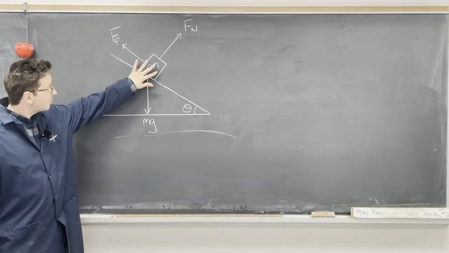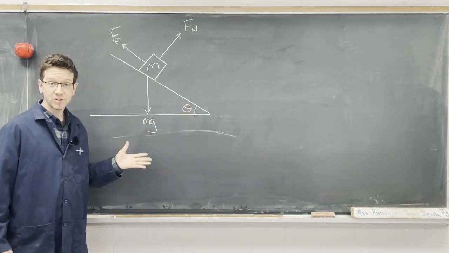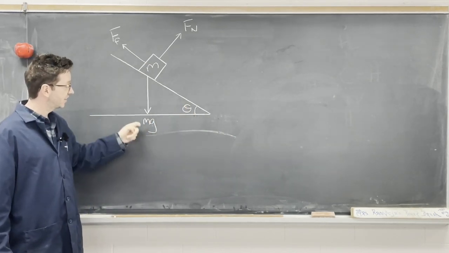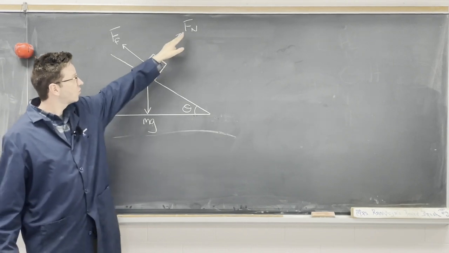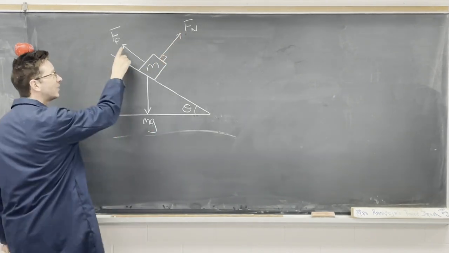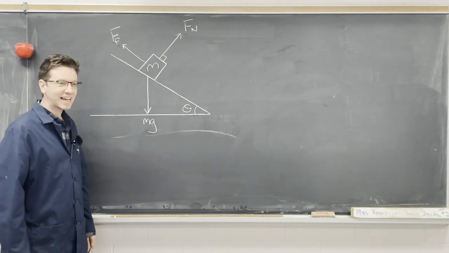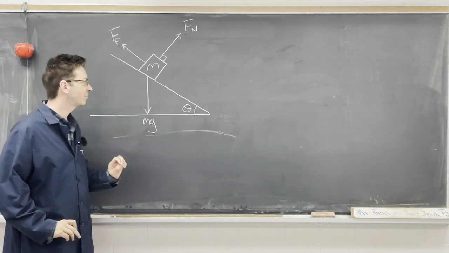All right, so if you have a mass on an incline at some angle theta, we have some forces on it. We have gravity, which I'm going to call mg. We have the normal force, which is perpendicular to that surface. And then we have the frictional force, and we can alternate that between static and kinetic depending on the problem.